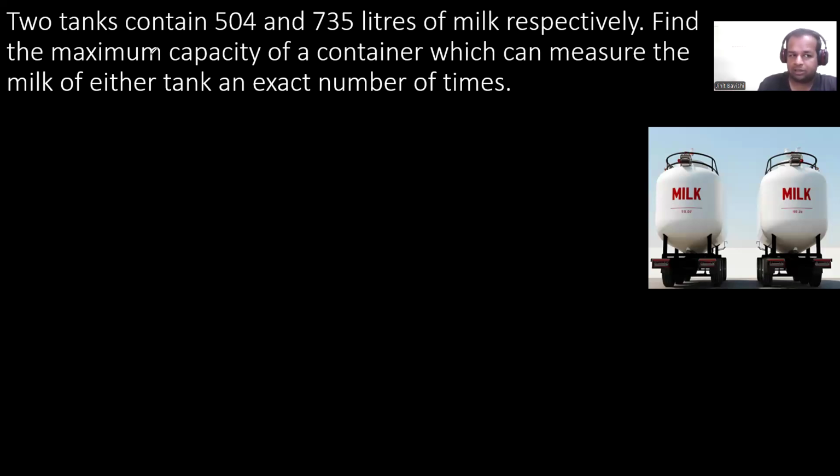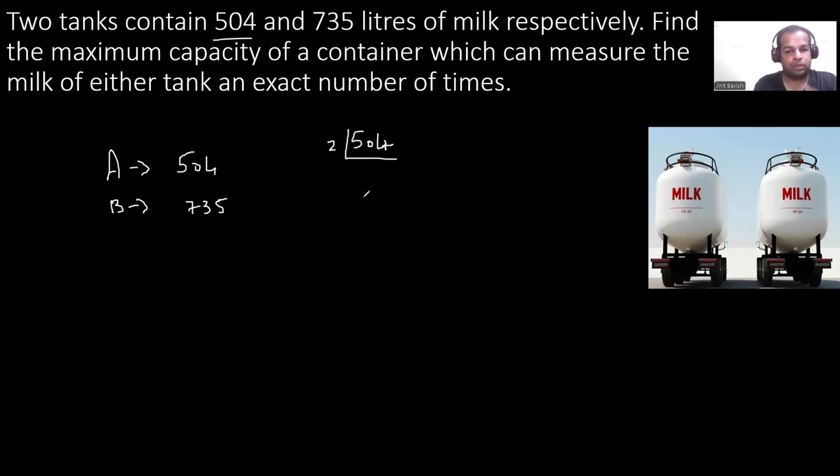So the tanks contain 504, we'll take this as tank A. Tank A contains 504 liters. Tank B contains 735 liters. And you need to find their highest common factor. As the numbers are quite big, you have to be careful while doing the factorization, prime factorization to be precise. We start finding the factors with 2.